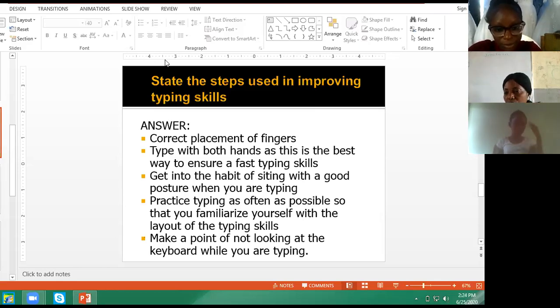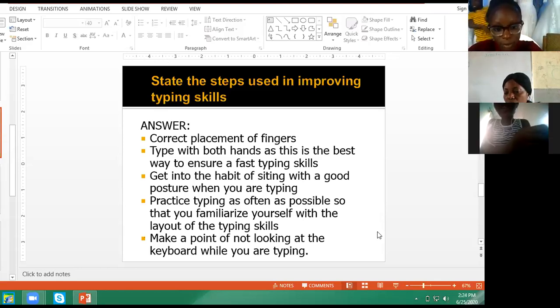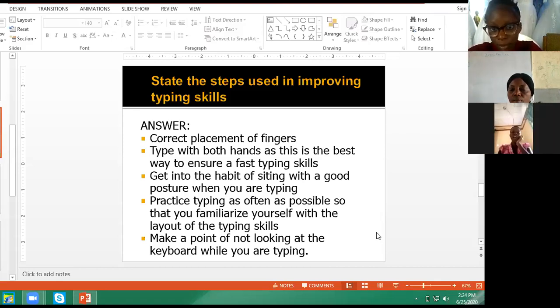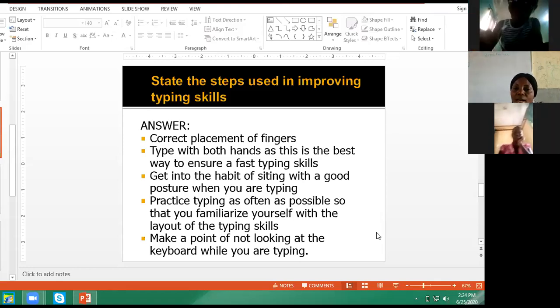Okay, any other question before we close? Ma, please, what is the question of the assignment of last week? The question of last week's assignment: define proofreading. Then list and explain five proofreading marks. That was the assignment for last week.